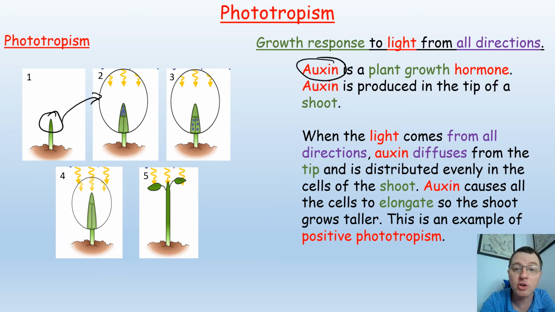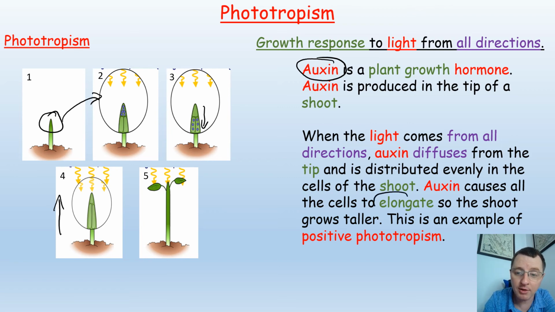When we get light coming from all directions, that Auxin will diffuse from the tip down into the cells below the tip, and the Auxin will be evenly distributed in those cells. Auxin causes all the cells in the shoot to elongate, so the whole shoot will grow taller. This is an example of positive phototropism.